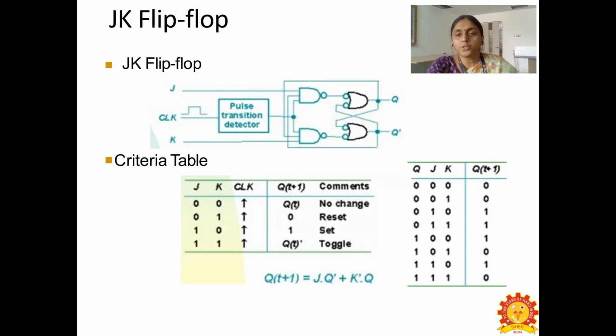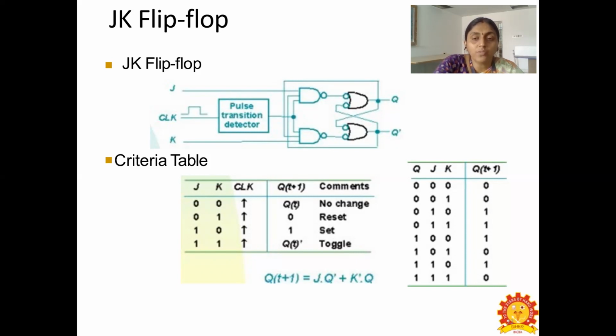So here are the inputs given: Q, J and K. Q is the present state output value, and J and K values, and the corresponding next state value is given in the last column, that is Q of t plus 1, in the second table. When all the three inputs are 0, then the next state value is 0. And when Q, present state, and the J values are 0 and K is 1, then the next state value is 0.